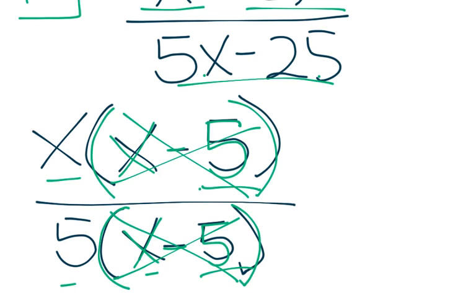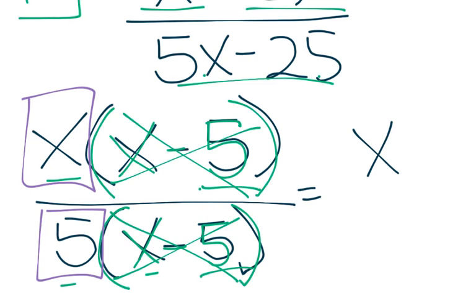So what we end up with is our leftover. So we have this x and this 5. So we have x over 5. And this is our answer.